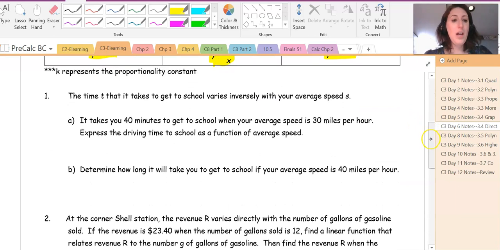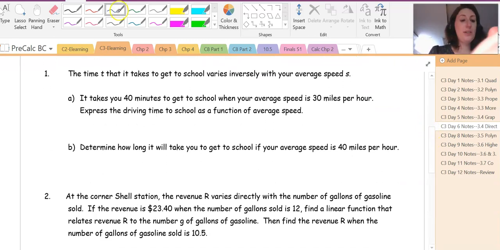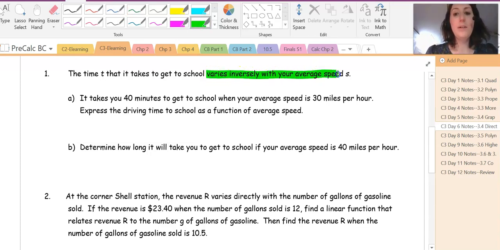Okay, so let's take a look at some examples. The time t that it takes to get to school varies inversely with your average speed s. What this is telling you is that time t varies inversely with speed s. So you're going to start with t, time equals, inversely means your k is going on top, your speed is going on the bottom.